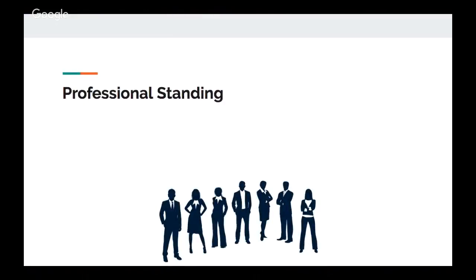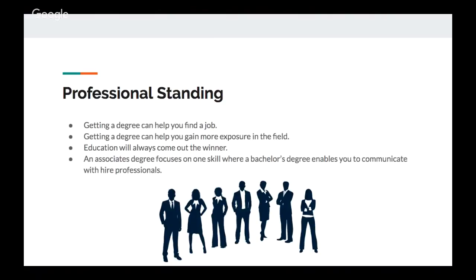Professional standing. Though pursuing an associate's degree can certainly aid you in finding a job, it may be worthwhile to pursue a bachelor's degree in order to gain even more exposure in the field of study. Education will always come out the winner when everything else is the same.